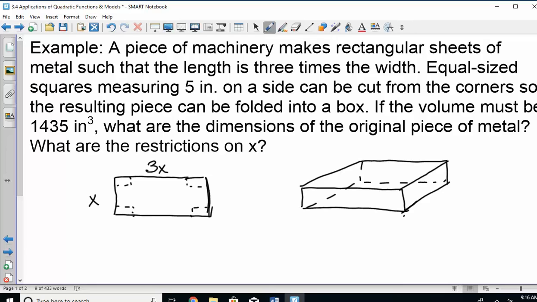There's my box. I'm not much of an artist, but... Yeah, this is not going to be... A box is about the extent of my artistic abilities.